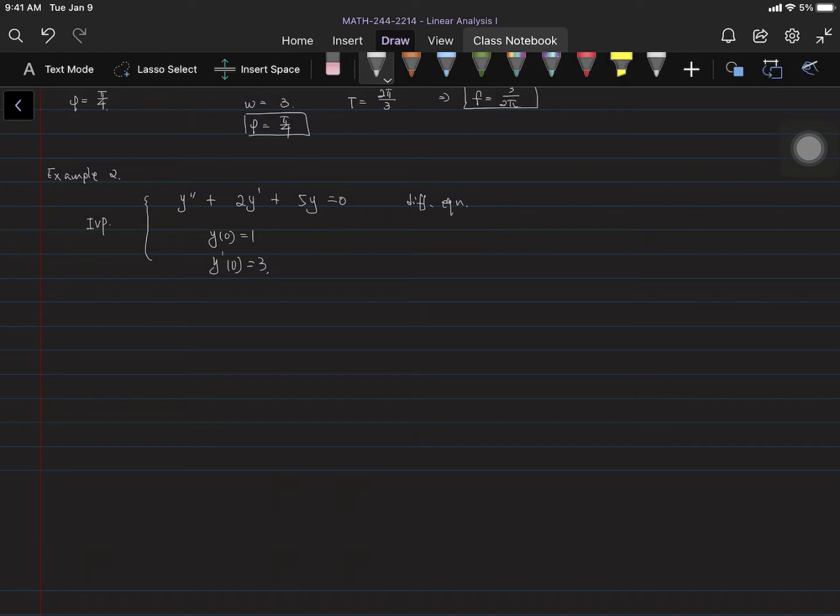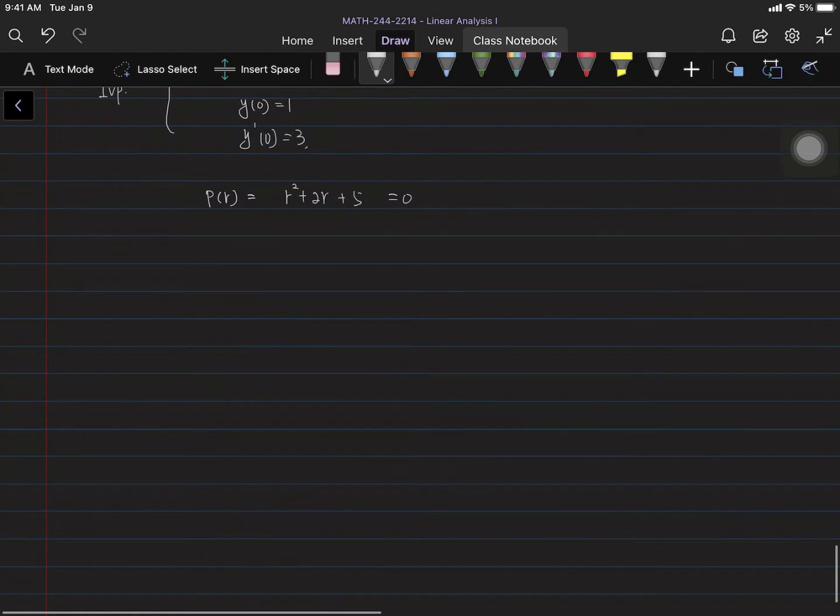So let's see. Firstly, we find the PR, r squared plus 2r plus 5. And we try to solve for r from here, right? And we noticed we cannot factor this, so we use the quadratic formula: negative b plus or minus the square root of b squared minus 4ac, over 2a. Okay, we noticed that we will have a complex solution, which is negative 16 under the root, over 2. Simplify, negative 1. Okay, so let's continue to simplify. 4i here and divide by 2 again. So negative 1 plus or minus 2i. So we get two complex solutions.